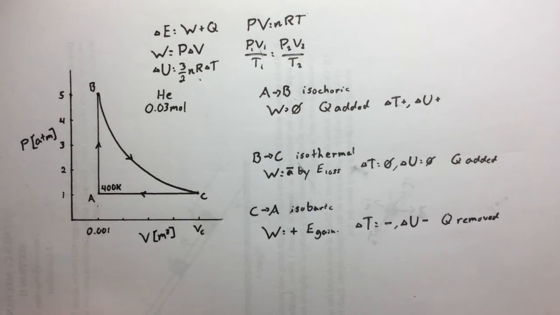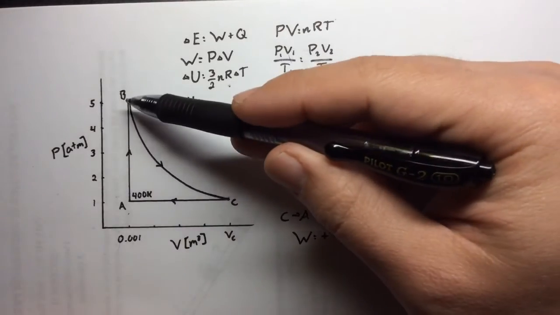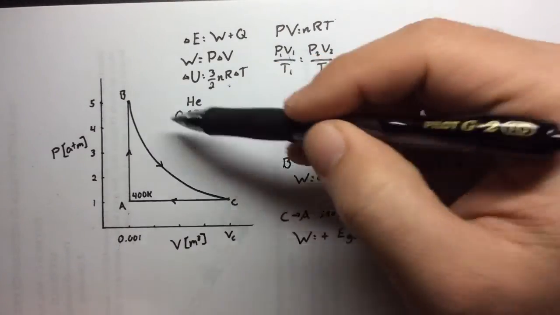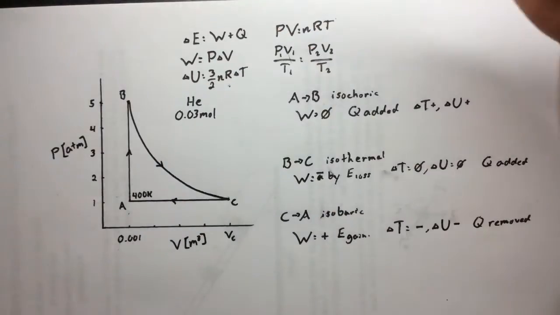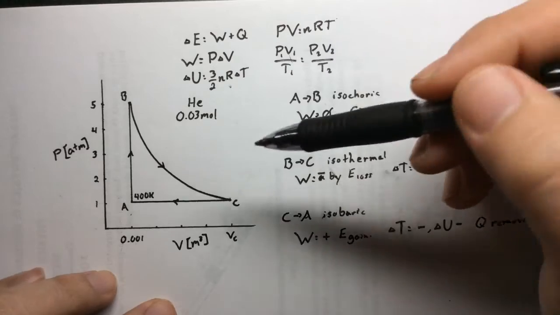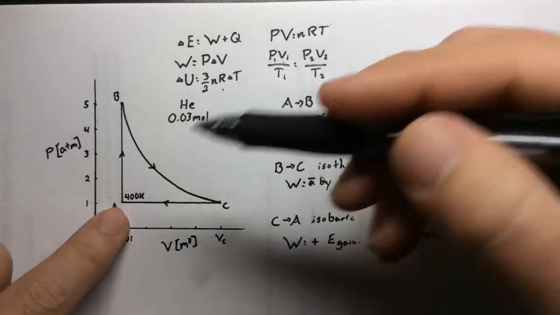Okay, so in process A to B, no work is being done, but we are getting hotter, so we have energy added, heat added. From B to C, work is being done. We should be cooling off, but we don't, so we got to add heat in to counter that effect. And from C to A, we should be cooling off because we're closer to the origin.